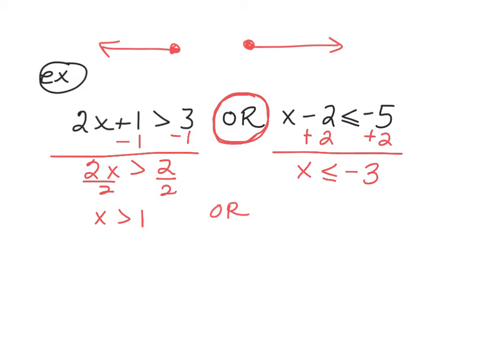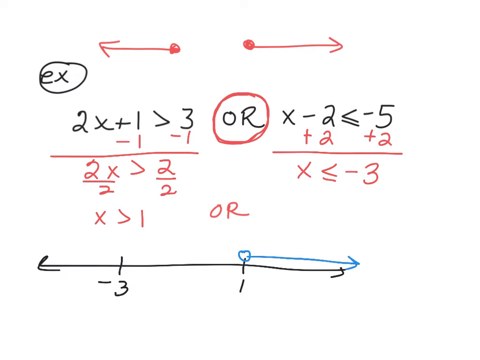So on the number line, what I have is my two boundary values. There's 1, there's negative 3. Make sure you put them in the right order. Smaller number to the left, bigger number to the right. Let's see, x is greater than 1 goes this way. Or x is less than or equal to, with a closed circle, negative 3, going this way.